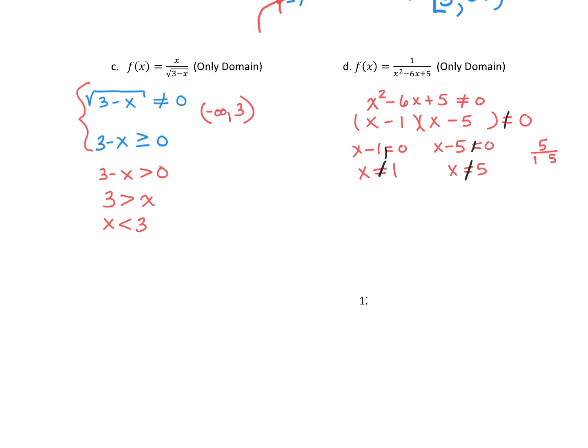So if we put these on the number line, here's 1, 2, 3, 4, 5. And we can have anything we want except for those two numbers. So in interval notation, that's going to be -infinity to 1, union 1 to 5, union 5 to infinity. So really the two things you're going to be looking for are division by 0, we know we can't have that, or square root of a negative.